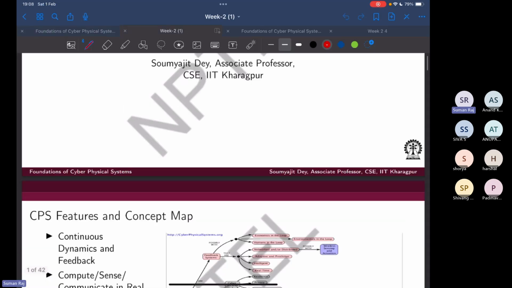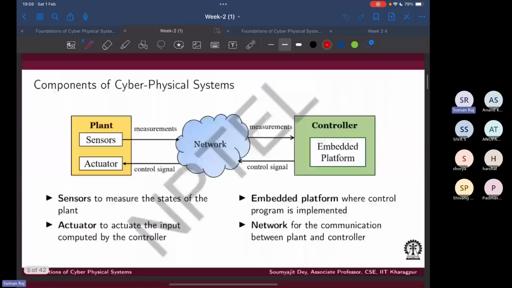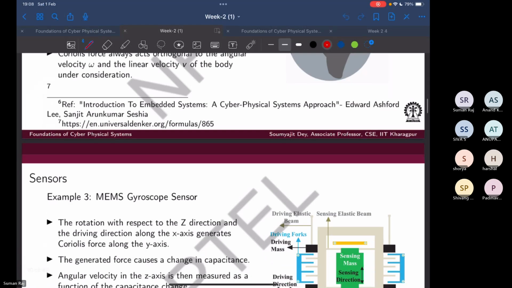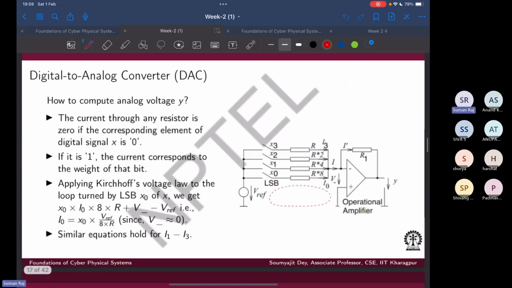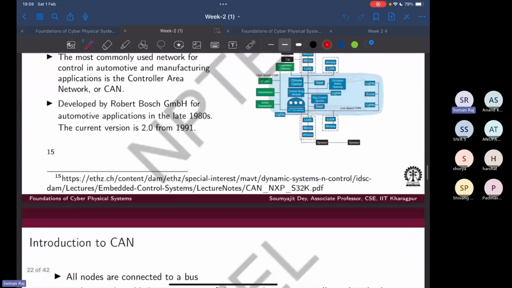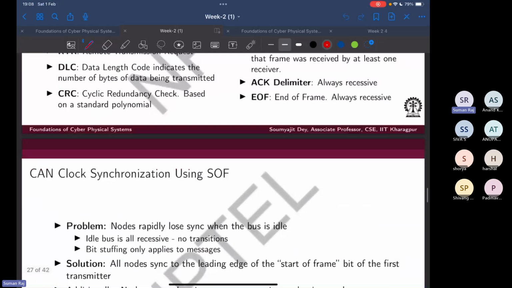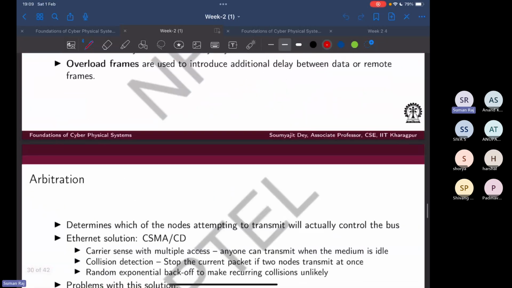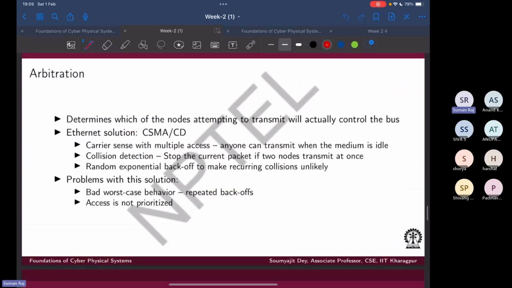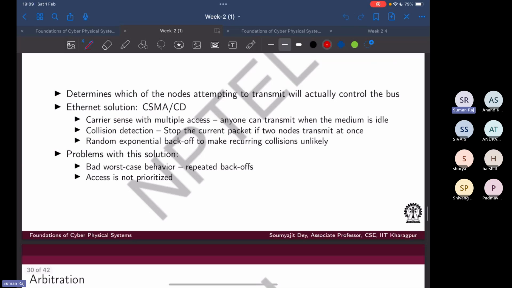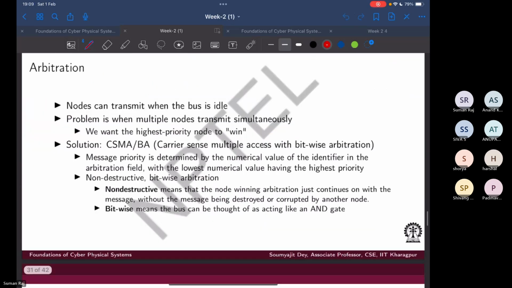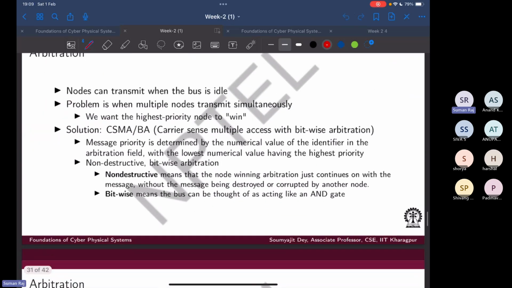Okay. So in that case, let me just go back to the lectures because there you have the numbers. Arbitration section, right? So this is the part where you want the highest priority node to win.